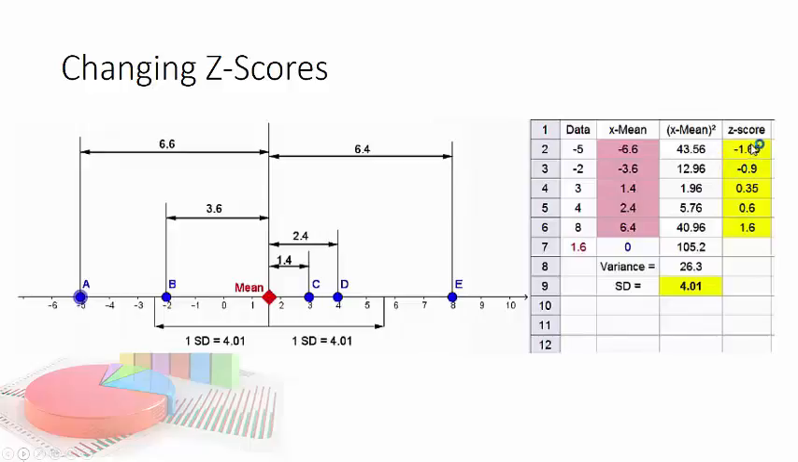So just looking at these z-scores, you can tell I have 2 points that are below the mean, and I have 3 points that are above the mean because they have positive standard deviation scores. Which one's the furthest away from the mean? Well, based on the z-score, it looks like point A is the furthest away from the mean, and then point E, which kind of makes sense based on the picture.